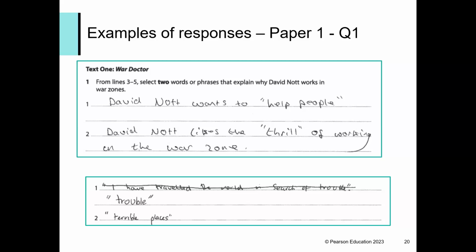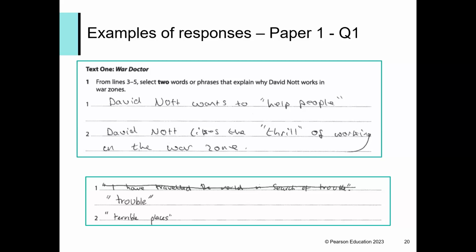So we can see here that the response gains 2 marks. There are 2 appropriate quotations. They've been selected and they're clearly set out in the space provided. The second answer there, trouble and terrible places. The first word, trouble, comes from outside of the line references. And the phrase selected for the second point on its own doesn't answer the question.